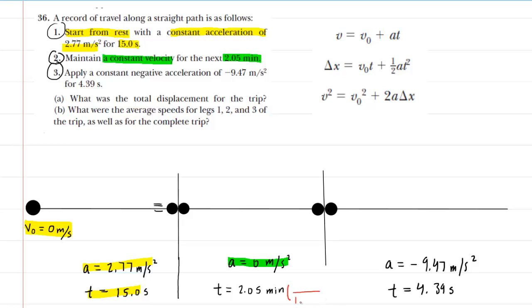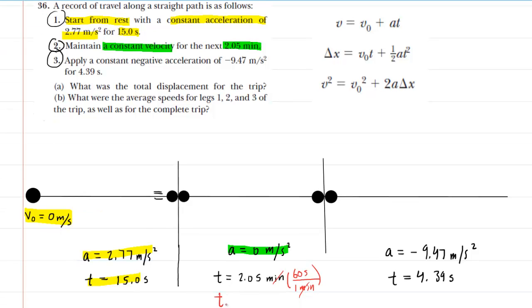Now, of course, we know that 1 minute is 60 seconds. So we'll have to multiply by that conversion factor. Doing so will cancel out the minutes, and 2.05 times 60 is 123 seconds. So we'll make sure that we alter the time accordingly.